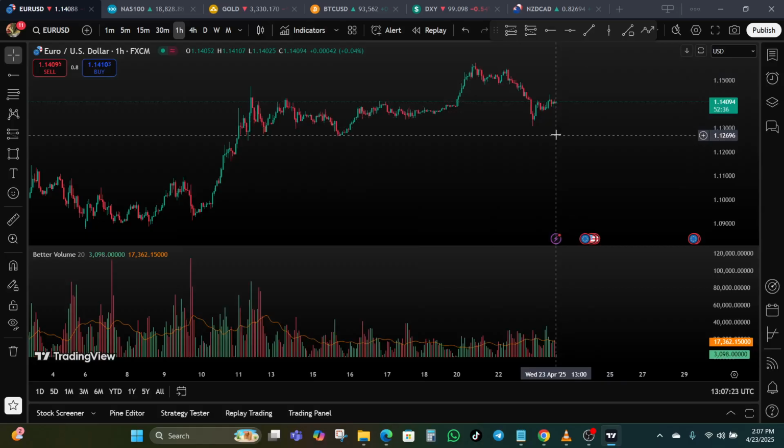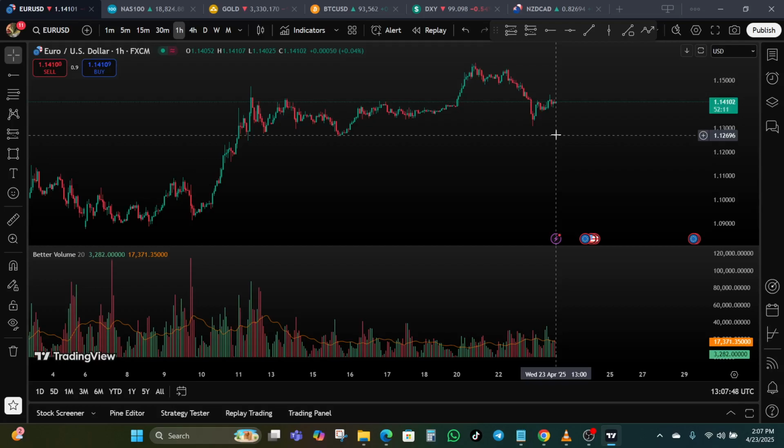Now, this is how you level up your market insight. The beta volume indicator is a customized version of standard volume analysis. It doesn't just show how much volume is present, it categorizes volume behavior into unique bar types that reflect what is happening behind the price.